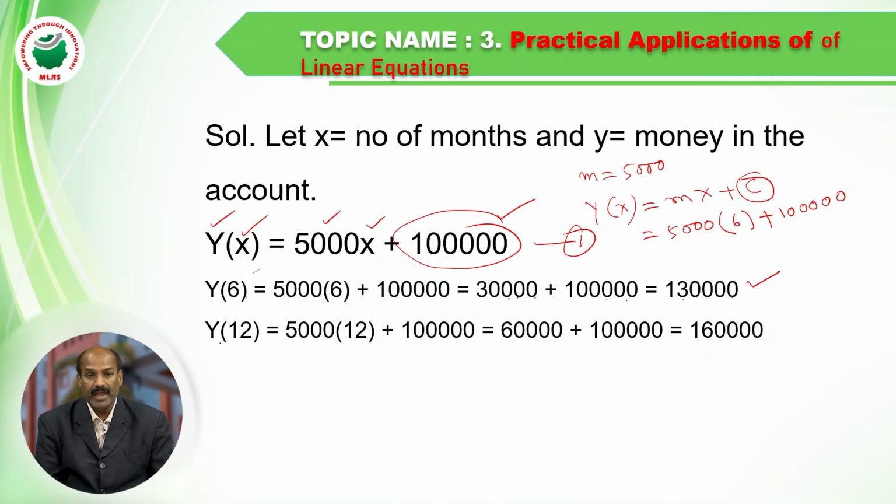So that we denote by y of 12 equal 5,000 into 12 plus 1 lakh. Just put x equal 12 because x represents the number of months. After that number of months, what is the amount in the account? So y of 12 equals 5,000 into 12, 60,000, plus 1 lakh, that is equal to 1,60,000. So 1,60,000 is the available money in the account after 12 months.